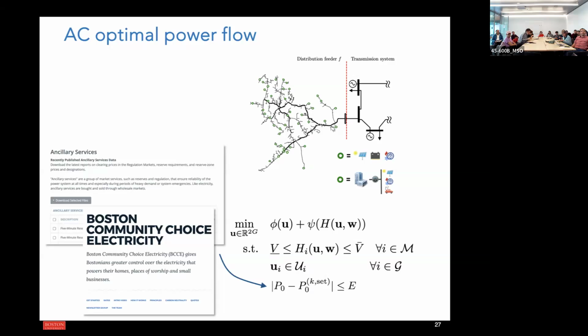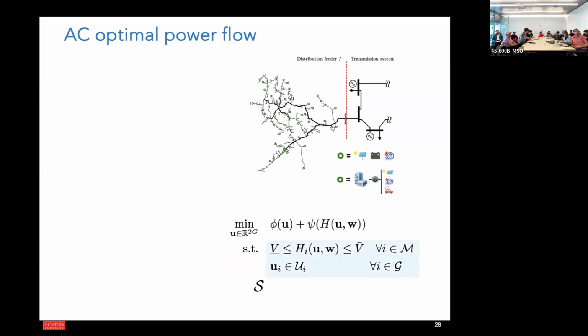Anyways, as a small side comment, given some of the programs that are here in Massachusetts, you can also include constraints of this particular form, where P0 is the overall power flowing in a substation. And perhaps you want to track even a set point, but I'm not going to be considering this in the next few slides.